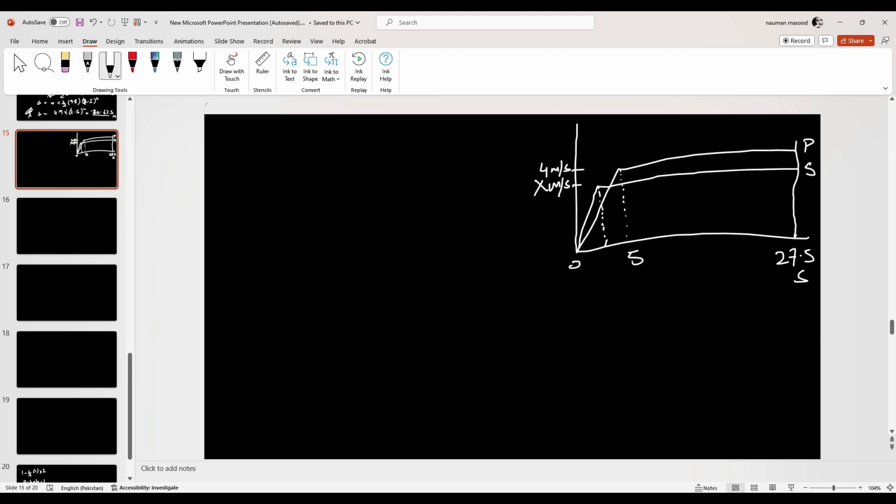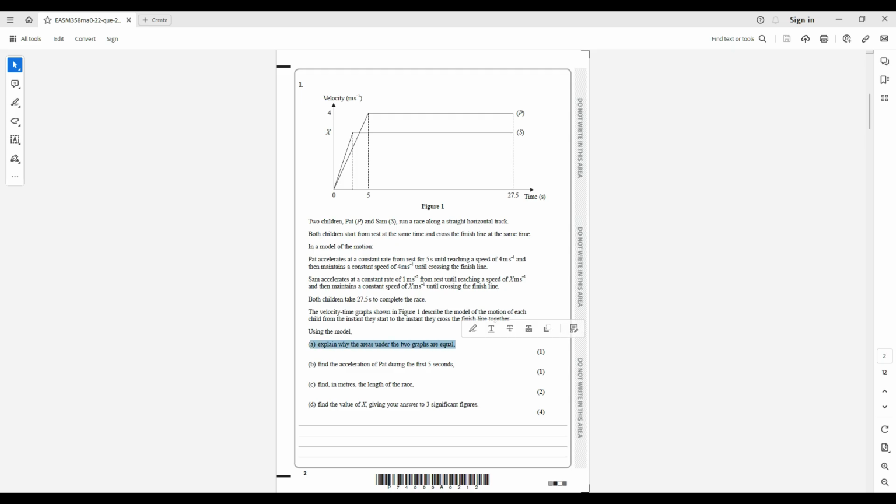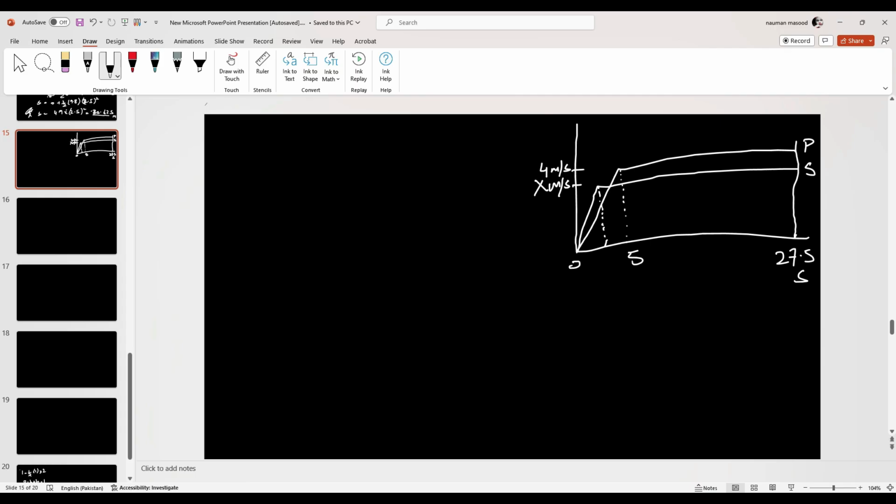So what do we have to find? We have to explain why the areas under the two graphs are equal. Find the acceleration of Pat during the first 5 seconds. Find in meters the length of the race, and find the value of x. So we have to explain why the area under the graphs is equal, find the acceleration of Pat, find the total distance of the race, and find x. Okay, x is the speed of Sam.